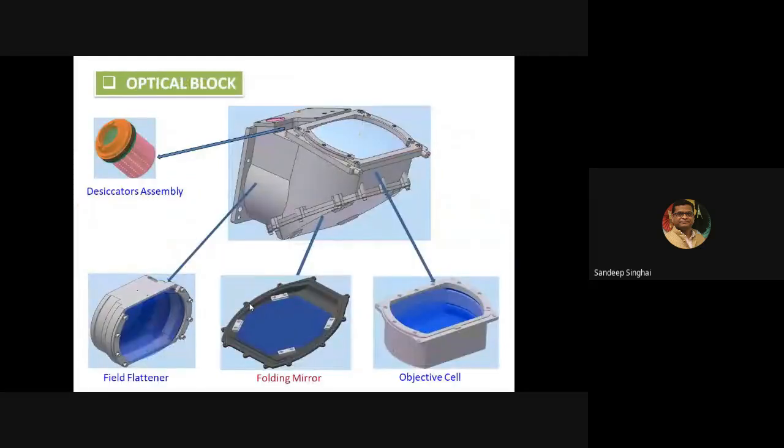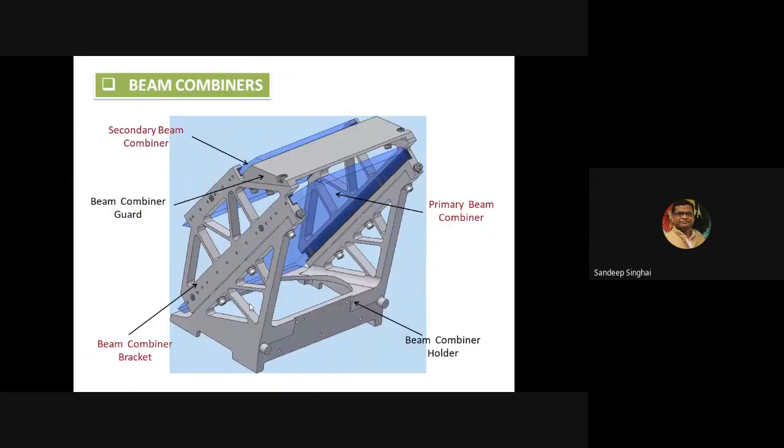This is basically the optical block design, which has an objective cell and a folding mirror as well as a field flattener. This is the design of the beam combiners. We currently are using the twin beam combiners. However, the objective and the long pending demand of the forces is to have a holographic beam combiner, that is a single mirror beam combiner, which basically gives you a wider field of view.